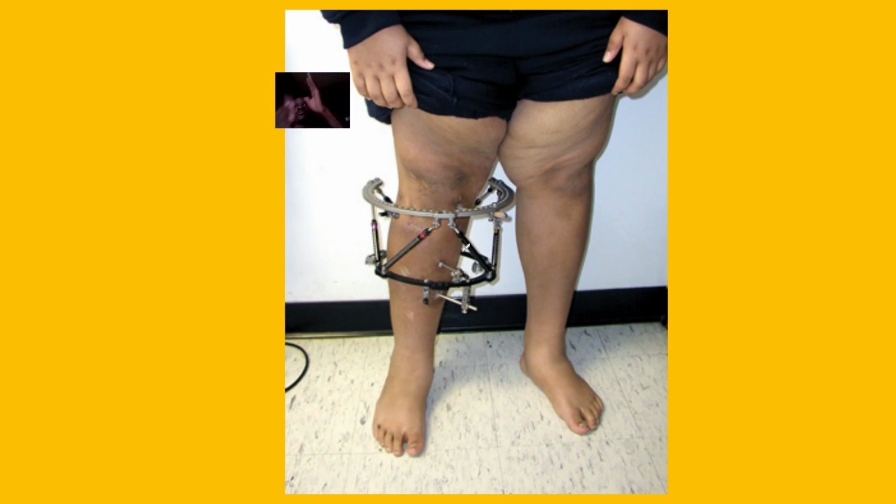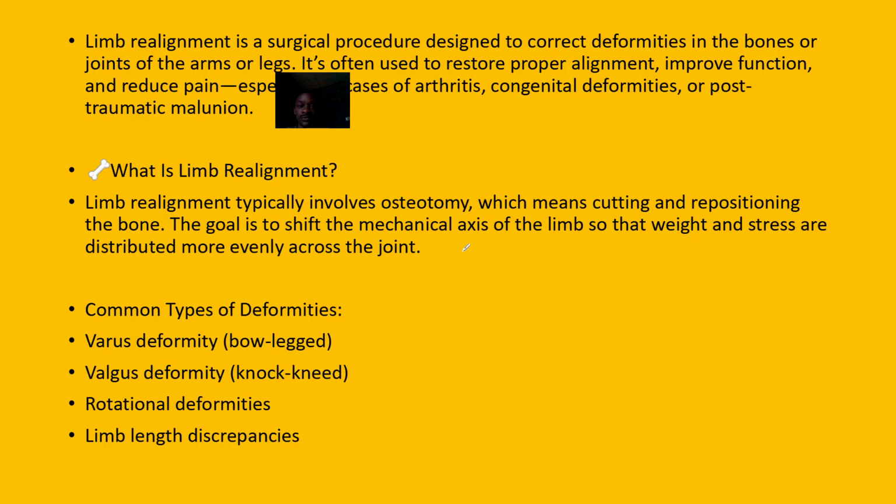So for this limb realignment, you are trying to reposition the leg after trauma, after injury. You are trying to reposition it how it was before. So it's just a surgical procedure. Of course, you are trying to correct deformities in bones and joints of the arms and the legs.